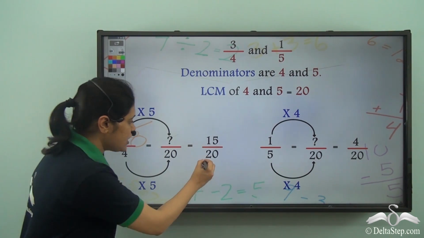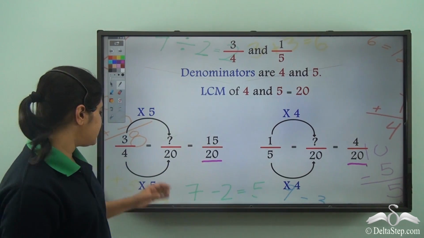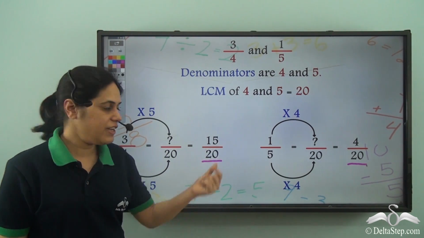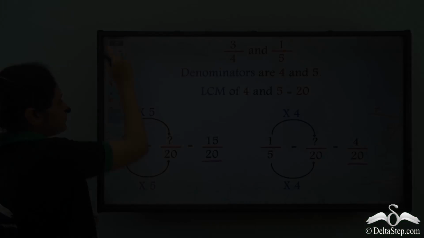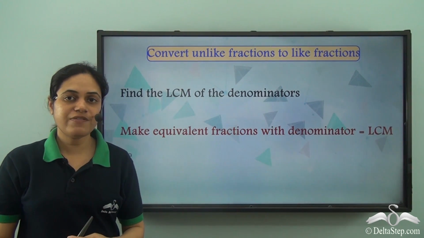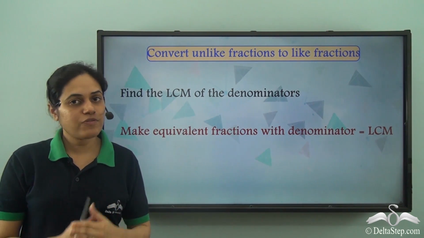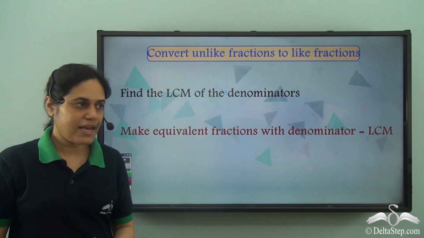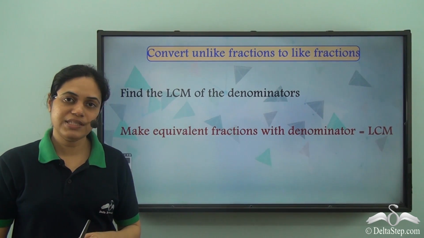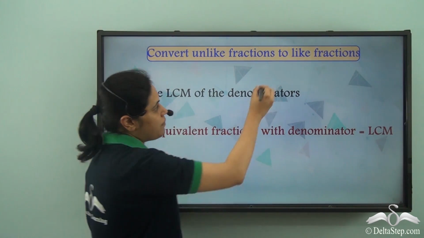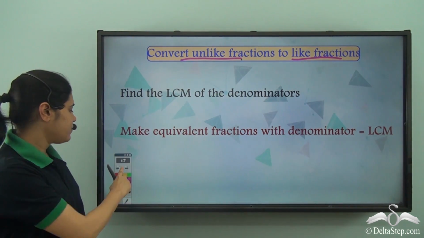See, 15 by 20 and 4 by 20. They are the same as 3 by 4 and 1 by 5, but they are like fractions. So how can I convert unlike fractions to like fractions? First, I need to find the LCM of the denominators and then make equivalent fractions with denominator equal to LCM. This is how you can make like fractions from unlike fractions.